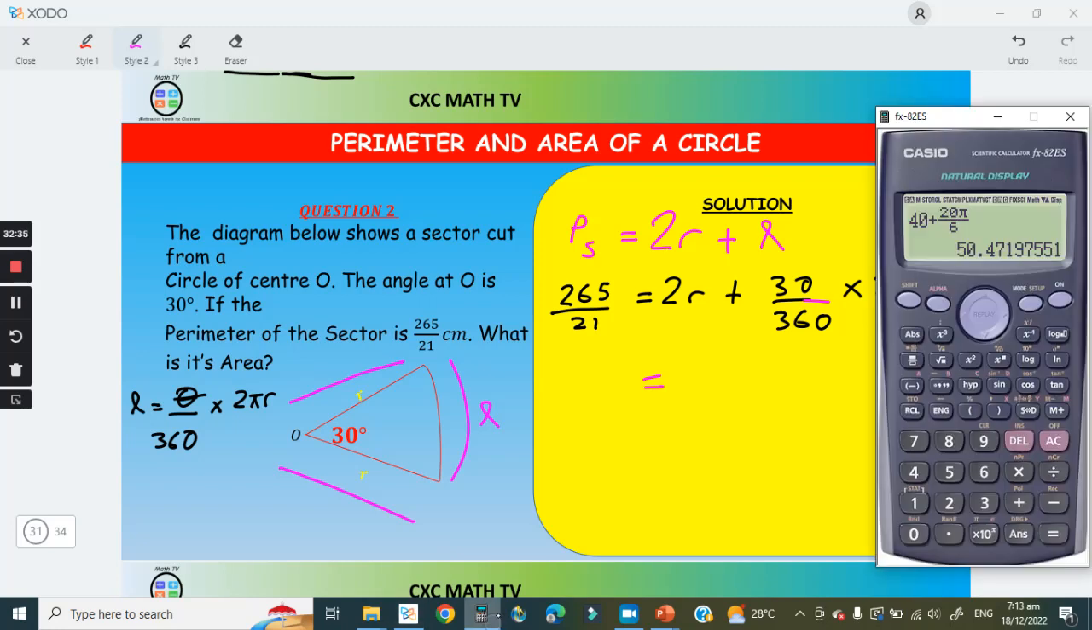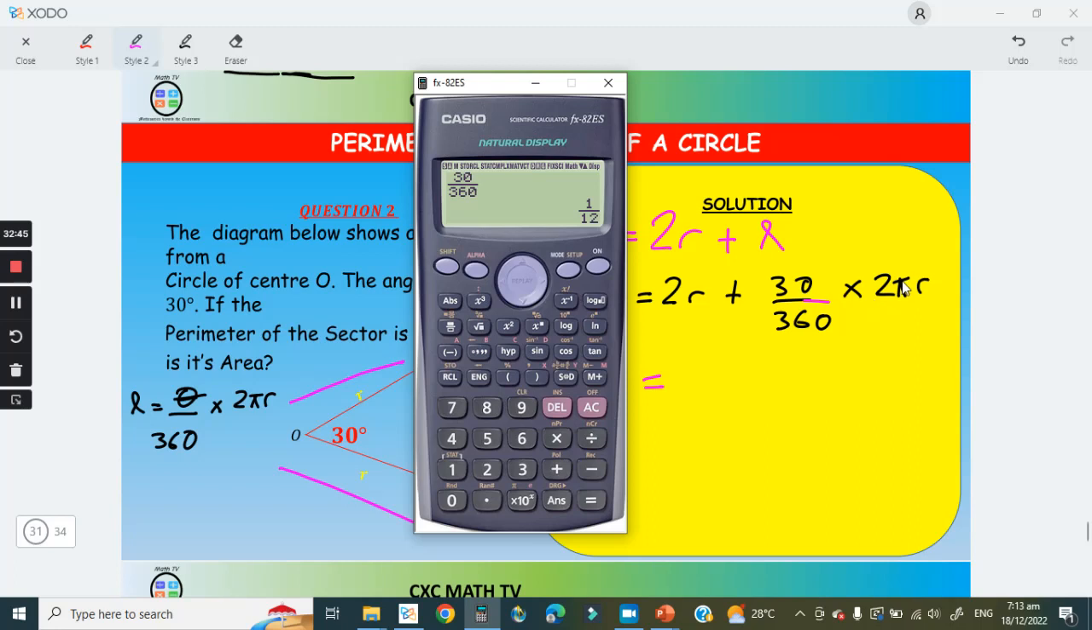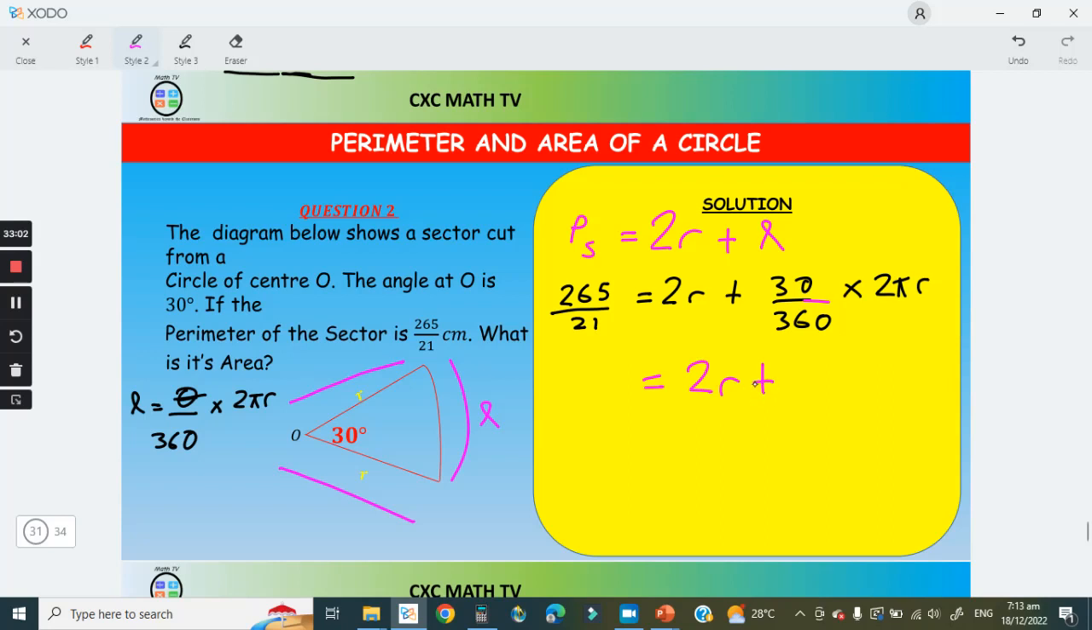So we go ahead and we do that. First thing I'm going to do is work out 30 over 360. And then that result, the 1 over 12, we need to multiply it by 2 pi. And so we get 1 over 6 pi, or some people might say we get 0.52. So in that case, notice we get 2r plus 0.52r, and that's equal to the 265 over 21. Now add them, this becomes 2.52r is equal to 265 over 21.